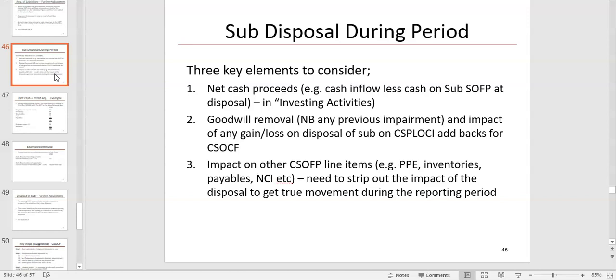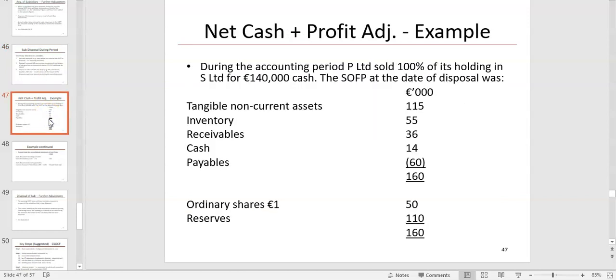So to get used to that dynamic is important because that's something you wouldn't have come across in normal single company statement of cash flows. Give you a little example. During the accounting period, P sold 100% of its holding in S. So there was no NCI, they owned the full amount, they sold it for cash. And at the date of disposal, the net assets were 160,000. But you're selling it for 140.